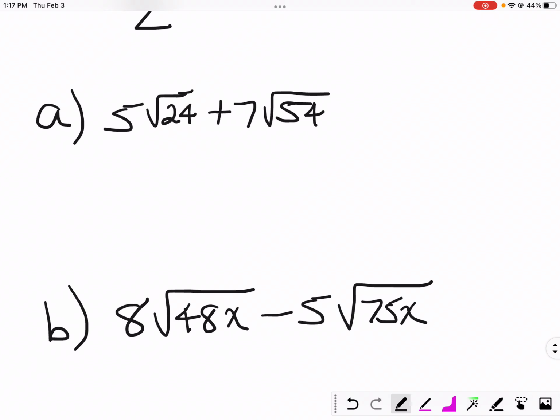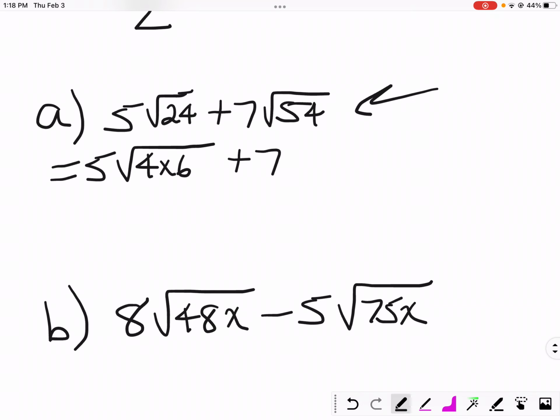Here we are simplifying or collecting like radicals. And right now, these do not look like they're like radicals because one is square root of 24, the other one's square root of 54. However, each of these can be simplified. We're looking for factors of 24 that are perfect squares. And 4 times 6 is 24.